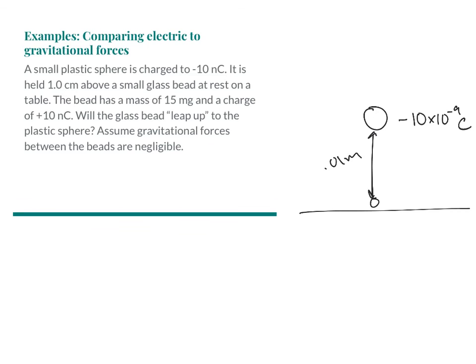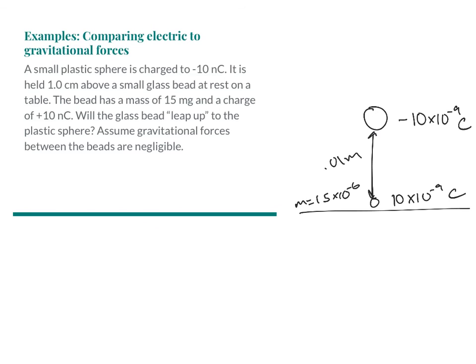The bead has a mass of 15 milligrams, which is times 10 to the -6 kilograms. So 15 times 10 to the -6. Got to use those SI units. And has a charge of 10 nanocoulombs, positive. That's 10 times 10 to the -9 coulombs. Assume gravitational forces between the two beads are negligible. So it's going to make our lives a little bit easier.